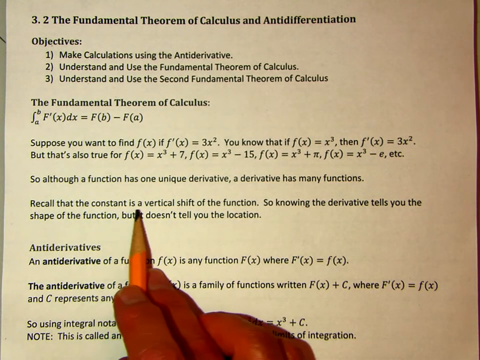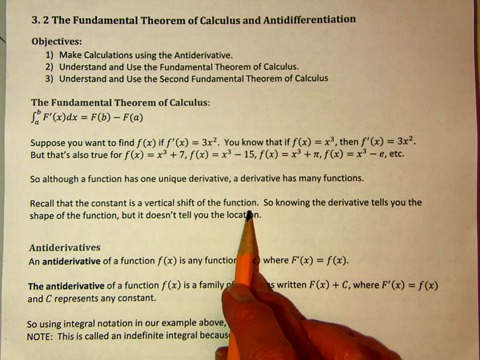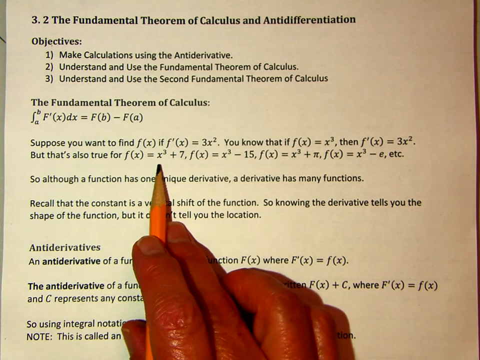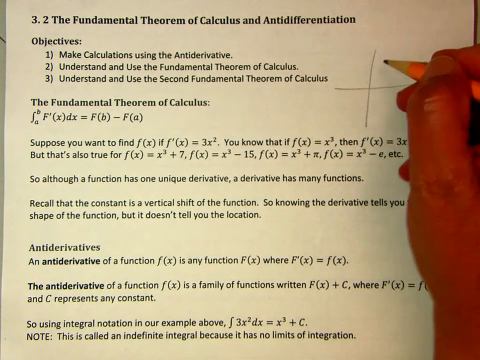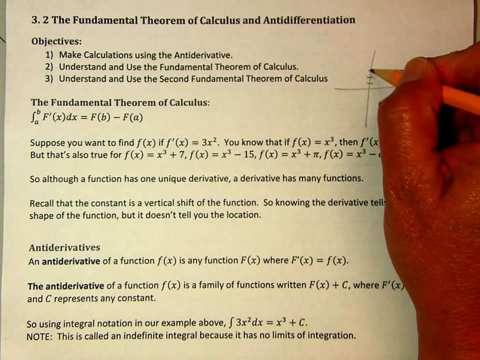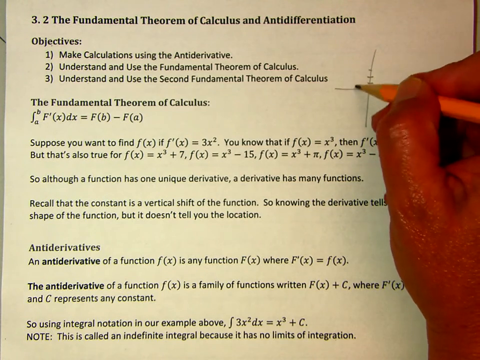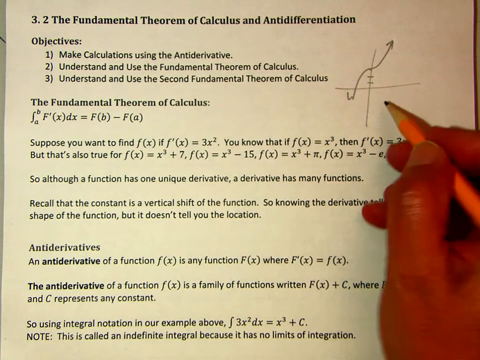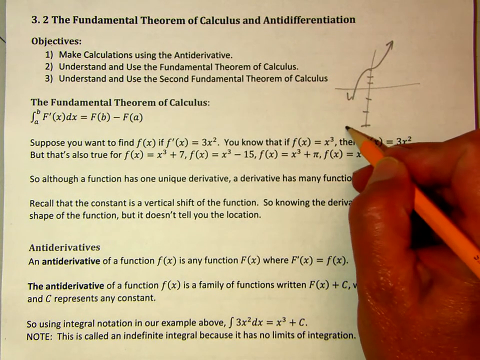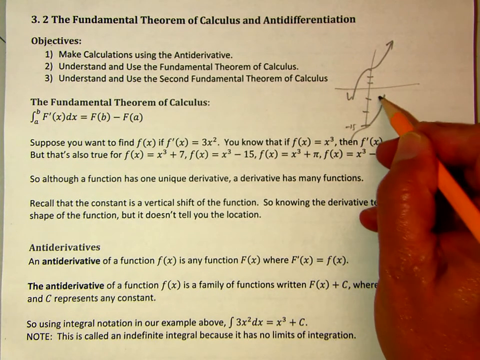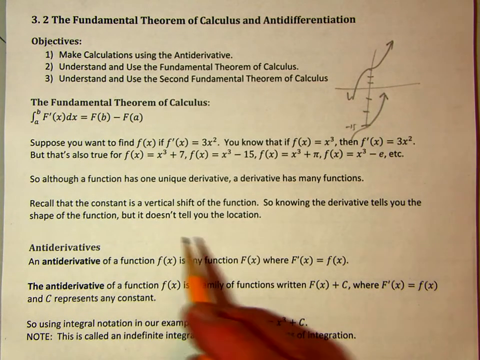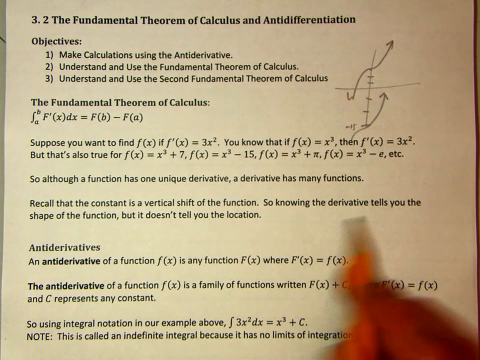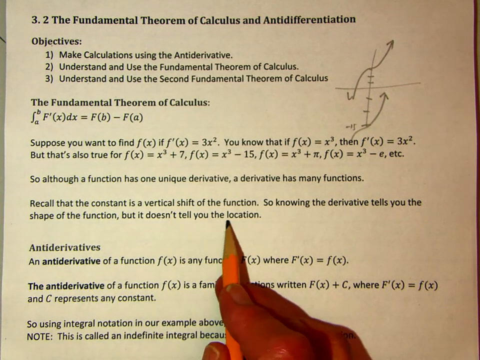Recall that the constant is a vertical shift of the function. So the only difference between these two functions is where they are on the graph. So if this was 3, this one would be here at negative 15. Well, let's just say this is negative 15. This one would be here. So the constant is a vertical shift. It's just moving it up and down. So knowing the derivative tells you the shape of the function, but it doesn't tell you the location.